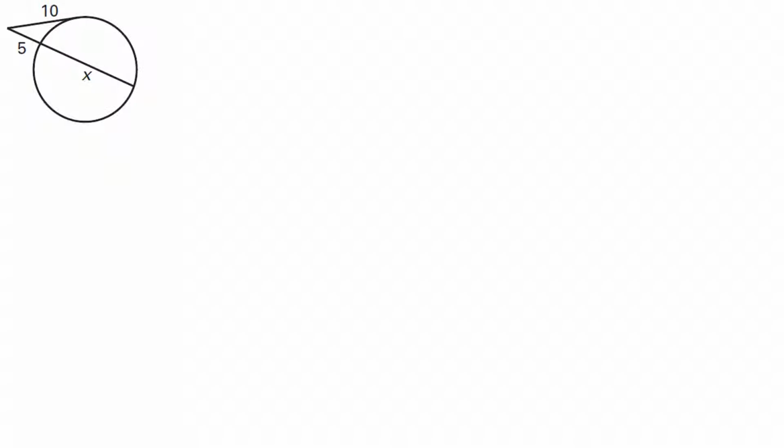Secant and a tangent. Well, the external part of the secant is just 5. The entire secant is x plus 5. And that equals 10 squared, because we just square the value of the tangent. If you want to try to treat the tangent like a secant, the external part is just 10. The entire tangent is just 10. Of course, 10 times 10 is 10 squared.